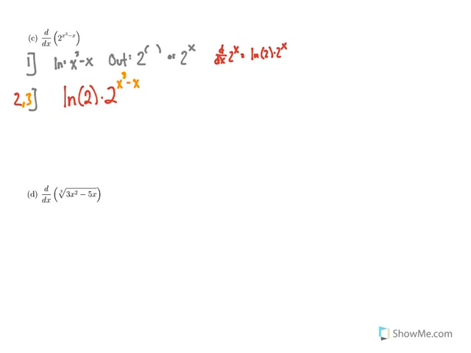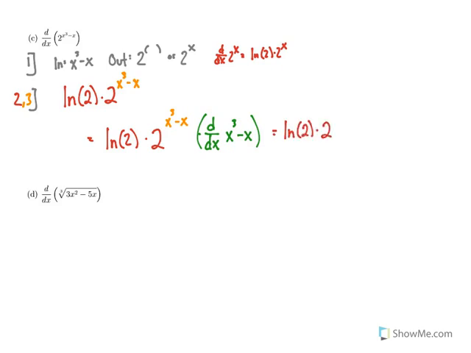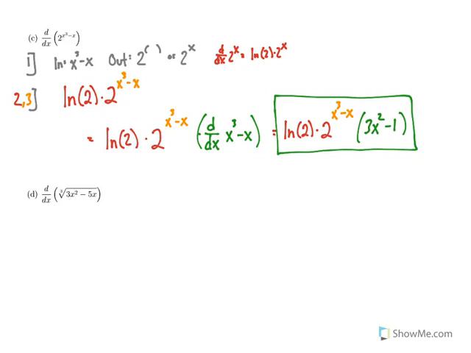So then my answer here is going to be natural log of 2 times 2 to the x cubed minus x times the derivative of x cubed minus x, which will give total natural log of 2 times 2 to the x cubed minus x times that derivative, which is 3x squared minus 1. And that is our answer.